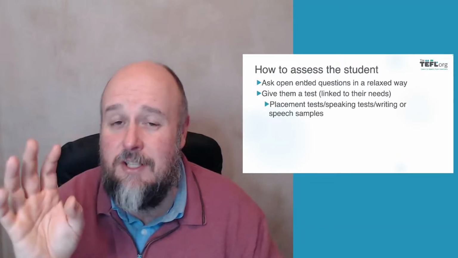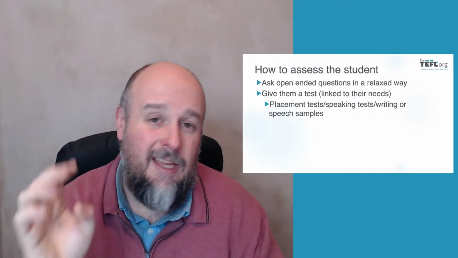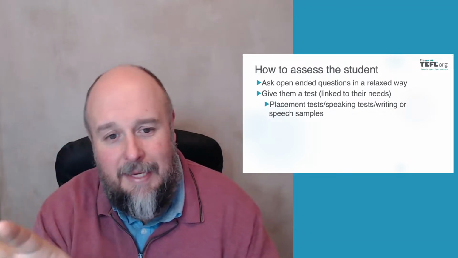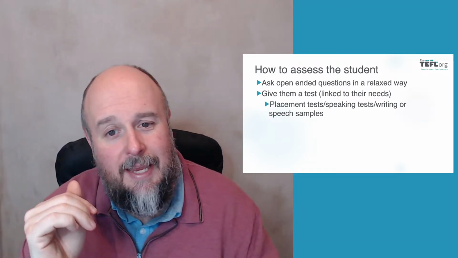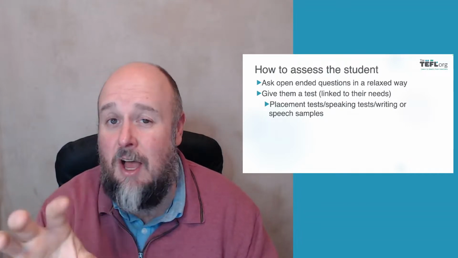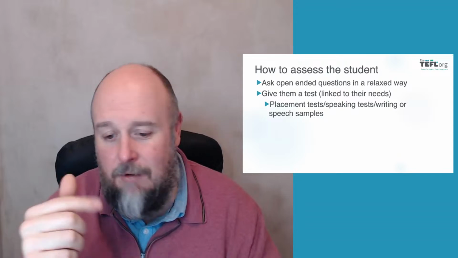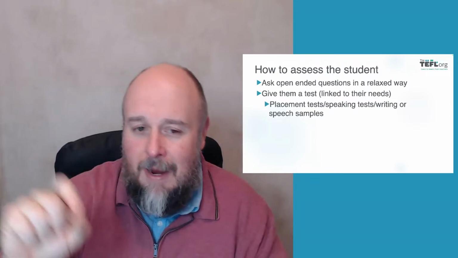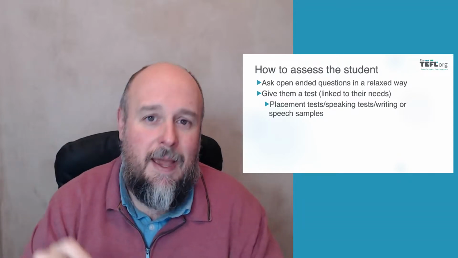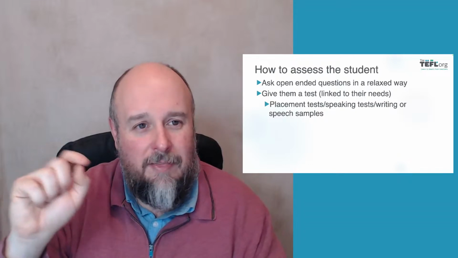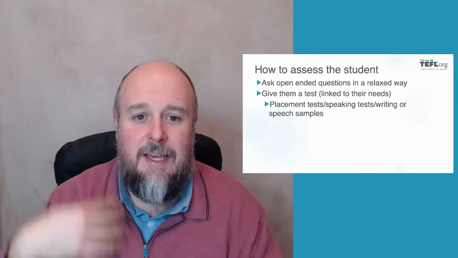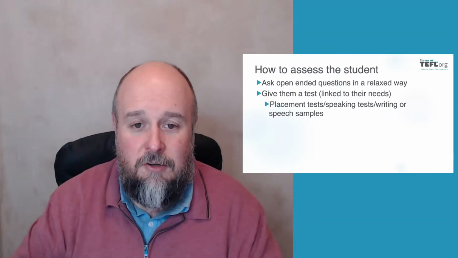So what sort of thing? Now, these are the sort of things you can Google. You want something like a placement test, speaking test, or you can do it by getting writing or speech samples. So get these kind of things so you can either listen to them again, read them again, and then you're starting to see, right, their grammar's bad, their pronunciation's bad, or look, their vocabulary's bad. Look, they're not getting these listening questions correct. You're starting to get an overview of the student.